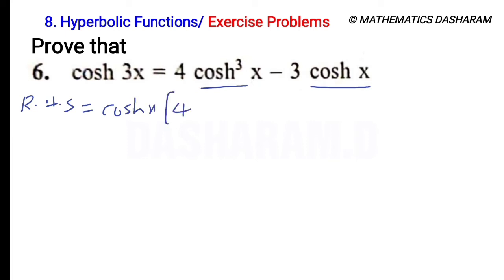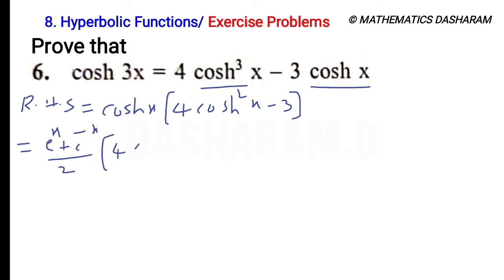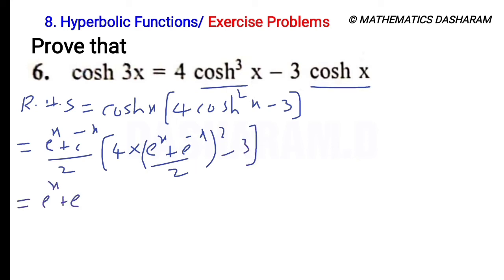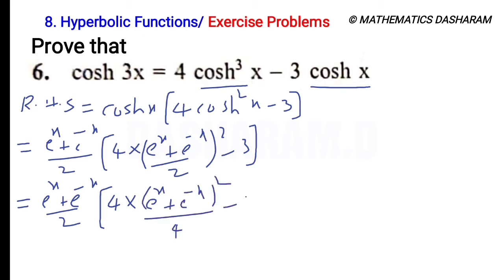So then 4 cosh² x minus 3. Now substitute the cosh x formula, (e^x + e^(-x))/2. So it is 4 into ((e^x + e^(-x))/2) whole squared minus 3. So it is equal to (e^x + e^(-x))/2 into 4 into, apply the square for numerator and for denominator, 2 squared is 4, minus 3. Here 4 cancels.